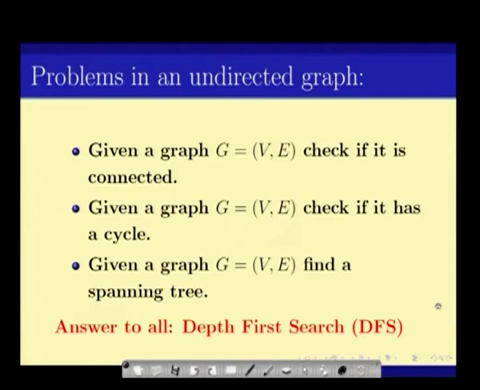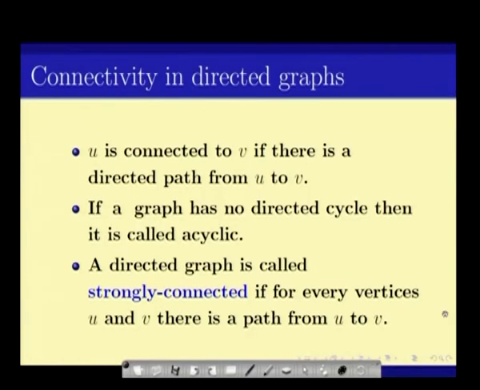In the last lecture, we looked at mostly undirected graphs, but depth first search can also be done for directed graphs. In directed graphs, things are a bit trickier. If u is connected to v, that means there is a directed path from u to v. But if there is a directed path from u to v, it is not necessary that there is a directed path from v to u. So, if u is connected to v, it is not necessary that v is also connected to u.